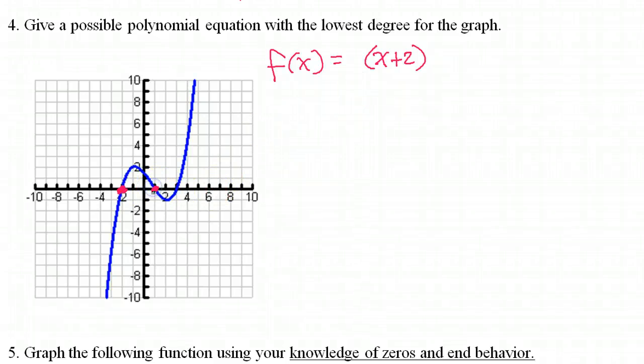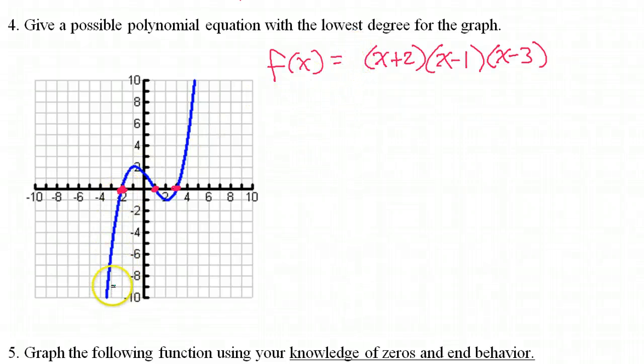I see I have another 0 at +1. +1 tells me I have a factor of x minus 1. And again, it goes straight through, so single factor. And then I have a third 0 at +3, which means I have a factor of x minus 3. It goes straight through, so it'll be just a plain x minus 3, not squared or anything. Now, this might be my answer. I just have to ask myself, do I need a negative on here?